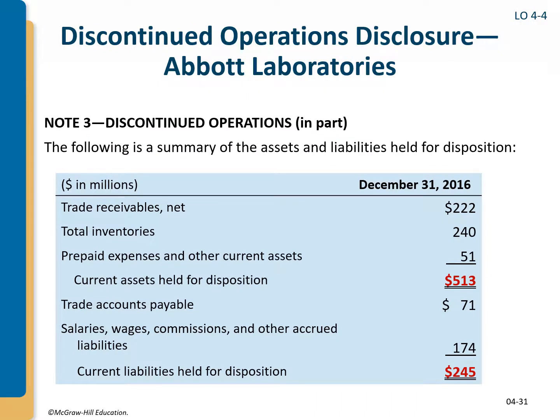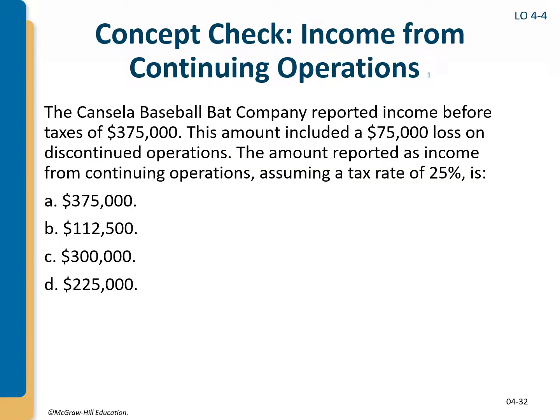Here's another one. This is the assets and liabilities held for disposition for Abbott Laboratories. They have assets of $513 and liabilities of $245. I'm not sure exactly why that was there, but we're going to keep going. I thought there was another example here, but let's take a look.